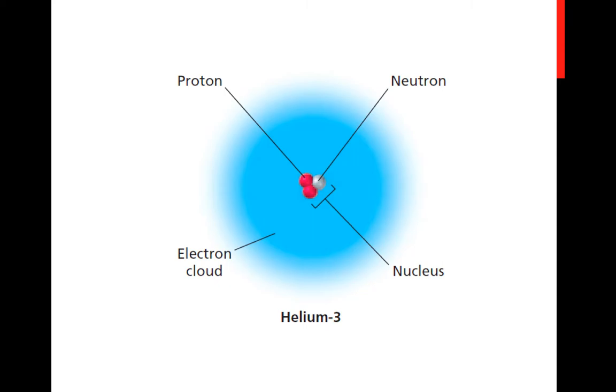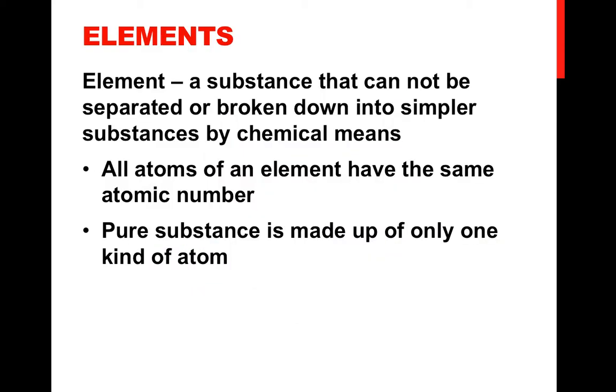So here's a picture of an atom. Here in the center, you have the nucleus where you have protons and neutrons, and then this blue guy around is the electron cloud where the electrons are contained. An element is a substance that cannot be separated or broken down into simpler substances by chemical means.